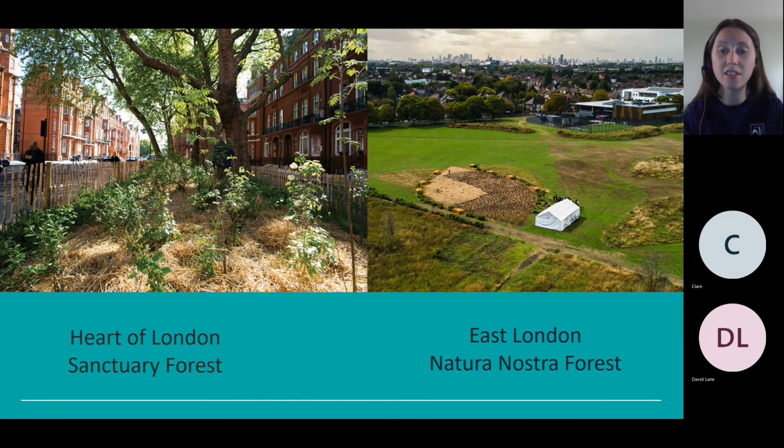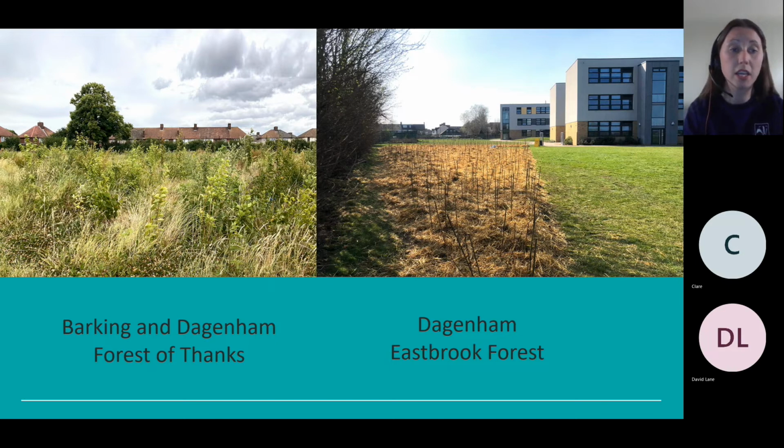So just as a bit of an insight, here we have some examples of the method across the UK. Here we've got one right in the heart of London, which is called Sanctuary Forest. As you can see, that's in the middle of two roads and buildings, so it proves that this can be done anywhere. We've also got one there in East London, which is on a secondary school playing field, Natura Nostra Forest. We've also got an example in Barking and Dagenham and in Dagenham itself.